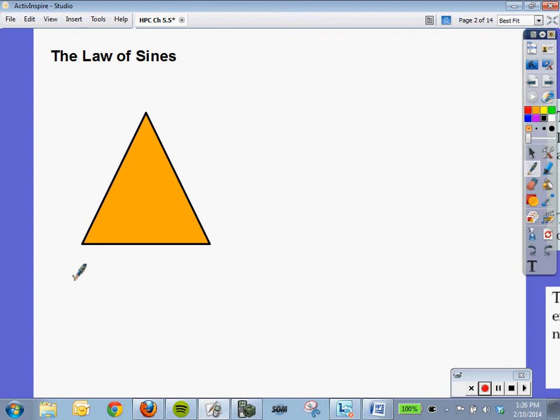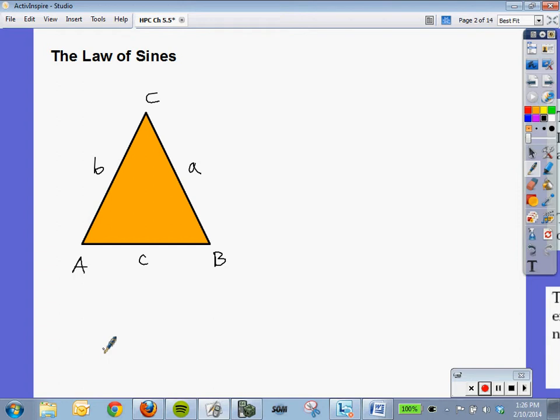We'll call it ABC. Big A, big B, and big C right here. So those are the angles, the capital letters. And the sides opposite of these angles, we'll go ahead and name them with the lowercase letters. So the side opposite of big A, we're going to call that little a. Side opposite of big B, we're going to call that little b. Side opposite of big C, we'll call that little c.